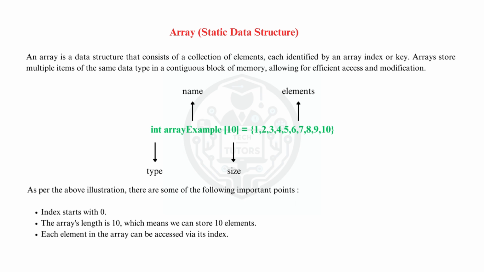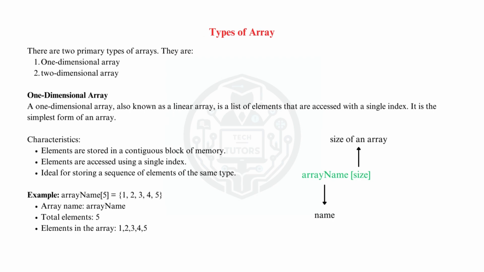Here are a few key points to remember about arrays. In an array, indexing starts at 0, which means the first element is accessed with index 0. The size of an array is set when it's created and cannot be changed later. Additionally, all elements in an array must be of the same data type, whether they are integers, characters, or even other arrays. Arrays come in different shapes and sizes, primarily classified into two types.